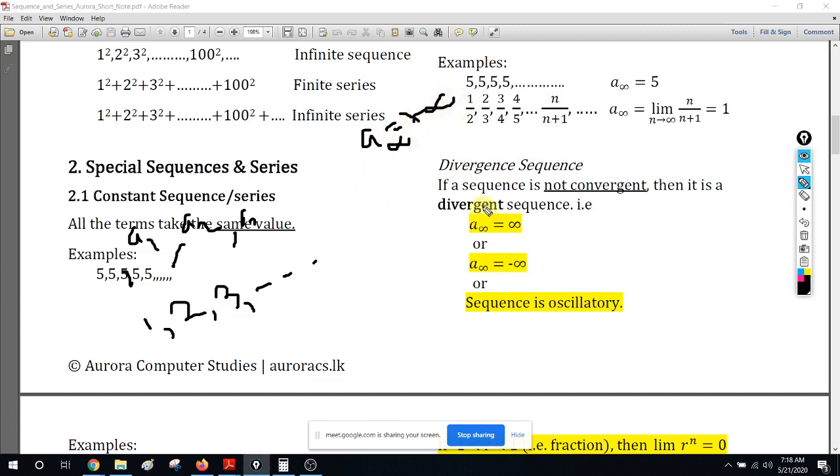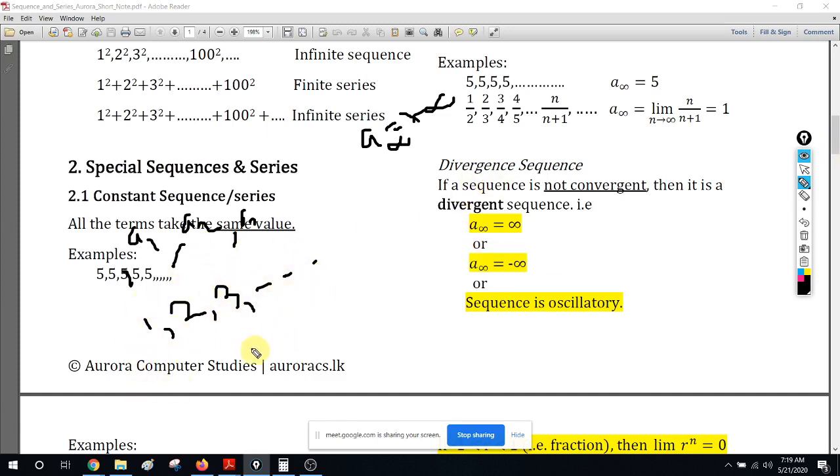So therefore, it is divergent, because the value is not reaching a finite value, it is reaching an infinite value, therefore it is not convergent, it is divergent. Remember, it has to reach a finite value, or has to be a finite value, to be convergent. When I say finite value, I can say exactly what the value is. But if it is getting bigger and bigger and bigger, that is not a finite value. So this is definitely a divergent sequence, right?